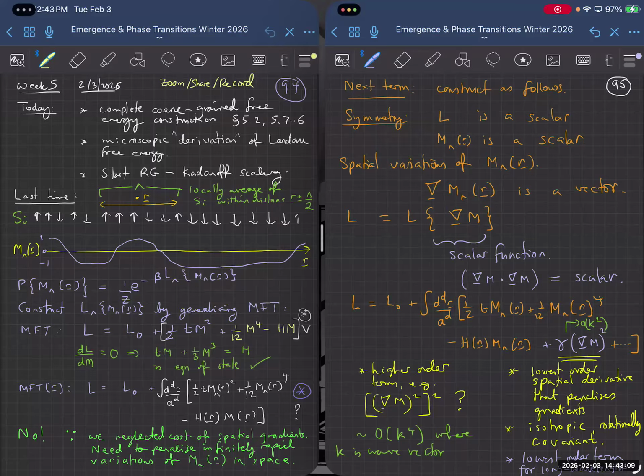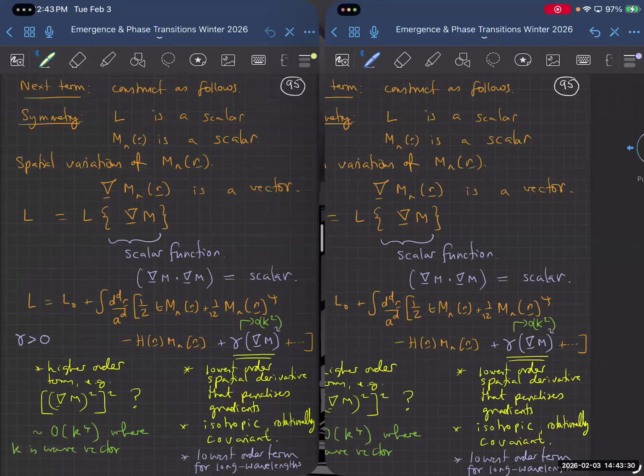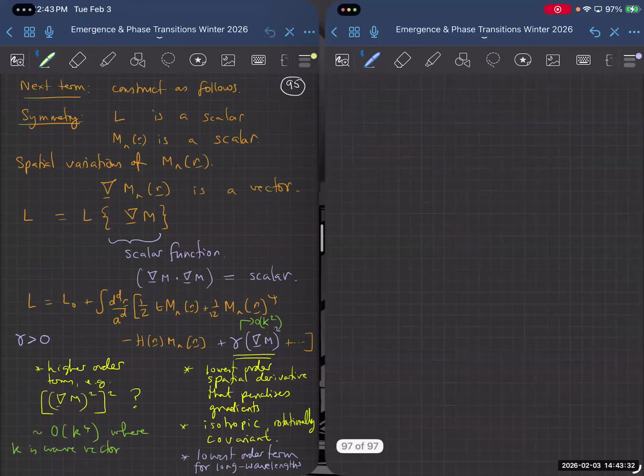So that says that the expression that I've written down there is perfectly fine. That's as far as we need to go. And this gamma is a constant. It's not a critical exponent. It's just a number which will tell us some constant of proportionality, how strong is the penalty for spatial gradients. All right. So that is our construction of the Landau free energy.